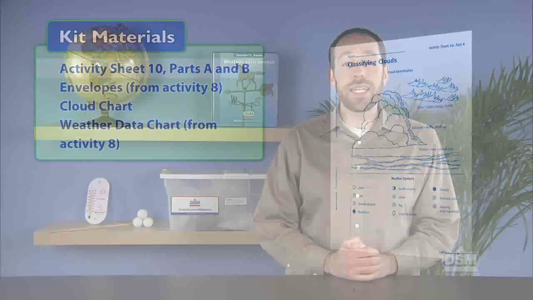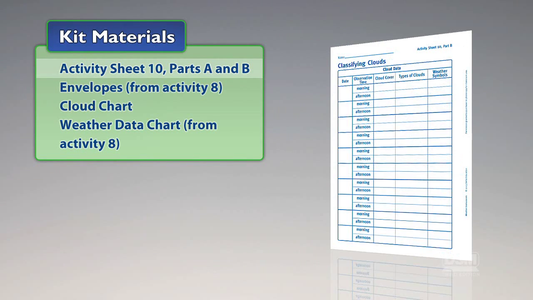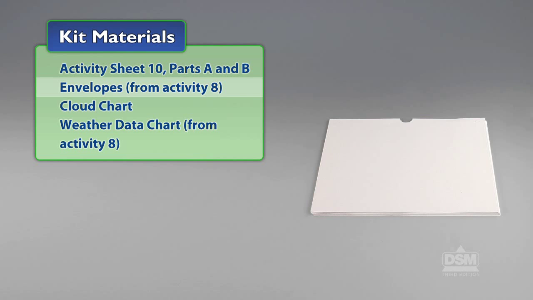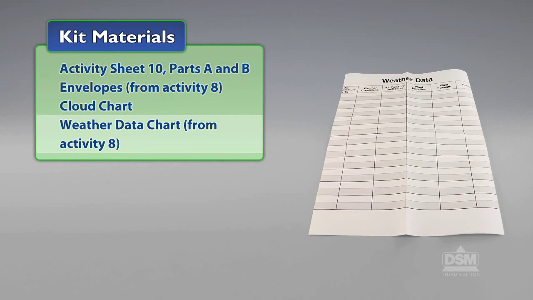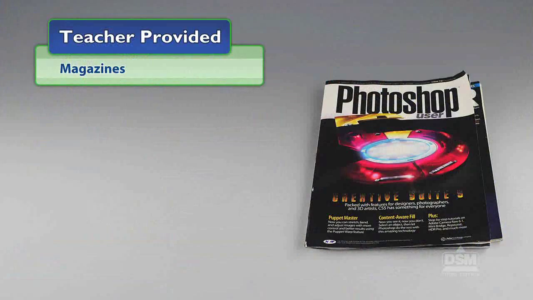You will need the following materials from the kit: Activity Sheet 10, Parts A and B, envelopes from Activity 8, cloud chart, and weather data chart from Activity 8. You will also need to provide magazines.